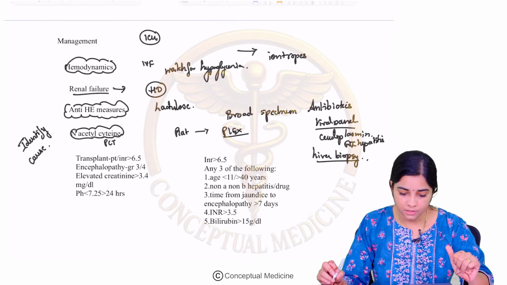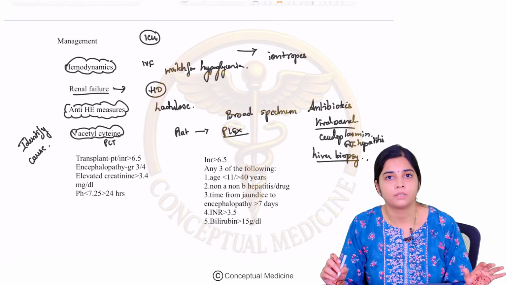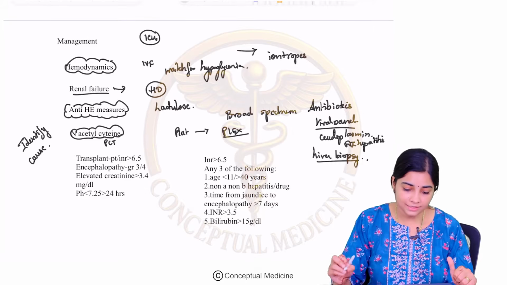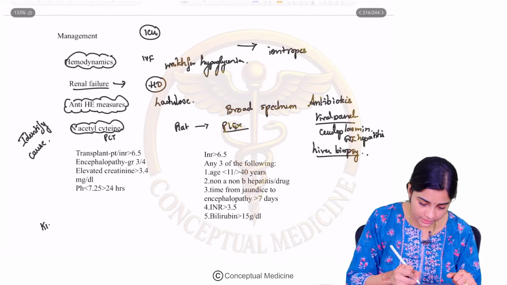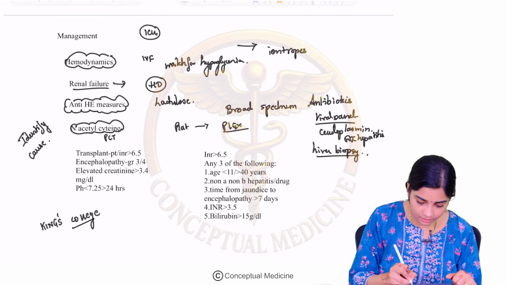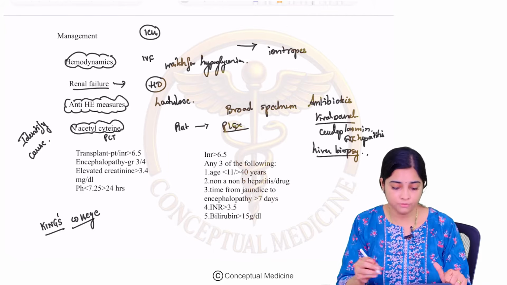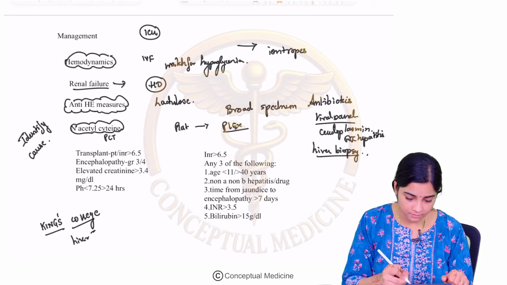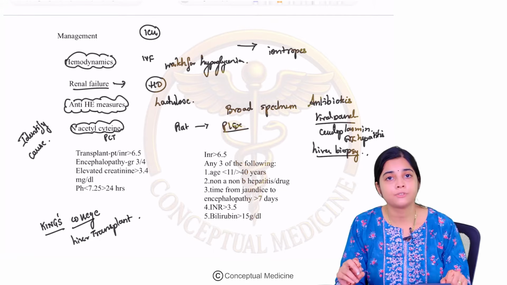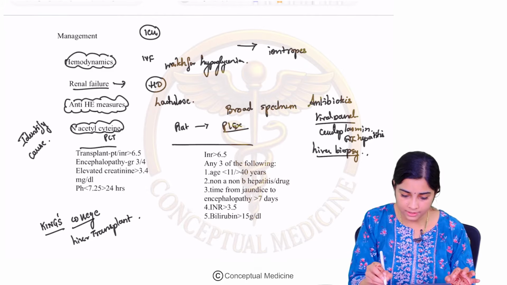Okay, fine. Now, there are certain conditions where nothing works. The patient continues to deteriorate despite all of this. So that is when you use something called your King's College criteria, which is used for liver transplant. So finally, you have to refer the patient for liver transplant, right? So what is the King's College criteria?